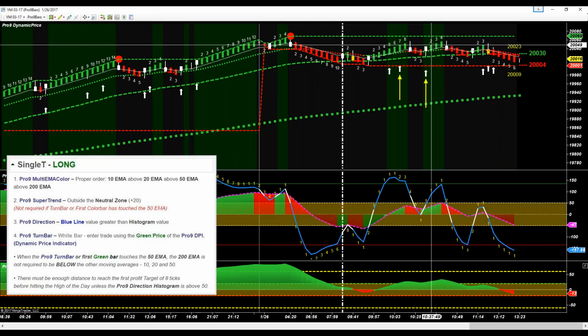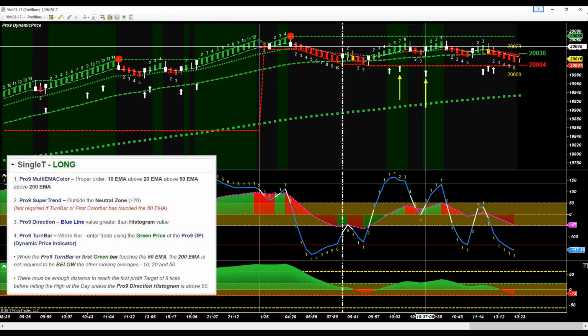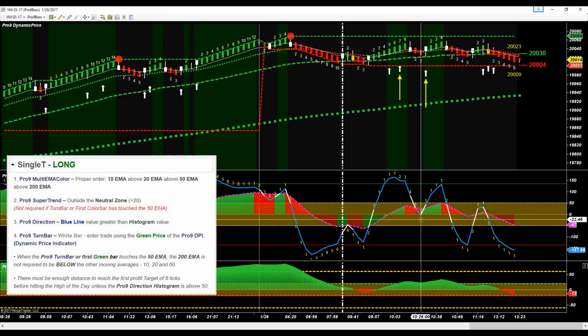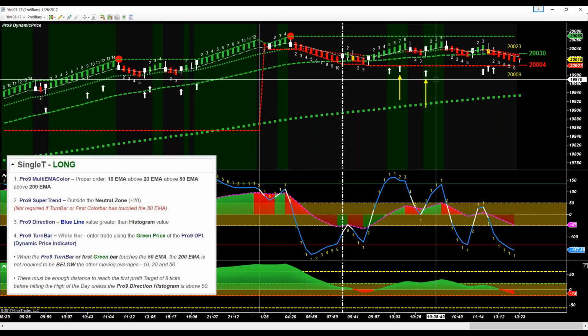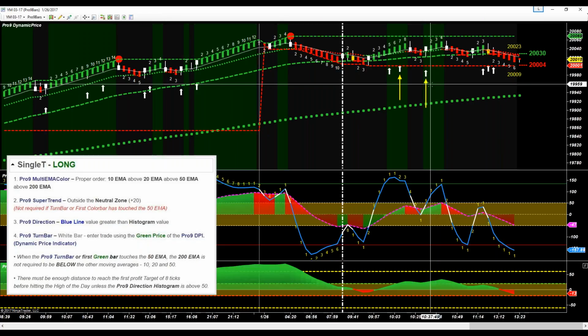And we may not be able to enter on the turn bar in some cases, as we may be waiting for one of our rules to qualify. We may have 3 out of 4 rules qualify on the turn bar, but maybe our blue line isn't on the correct side of the histogram yet. So we have to wait for the first color bar to confirm that. Now, if the trade confirms on the third color bar, that is a late entry and not a qualified trade.